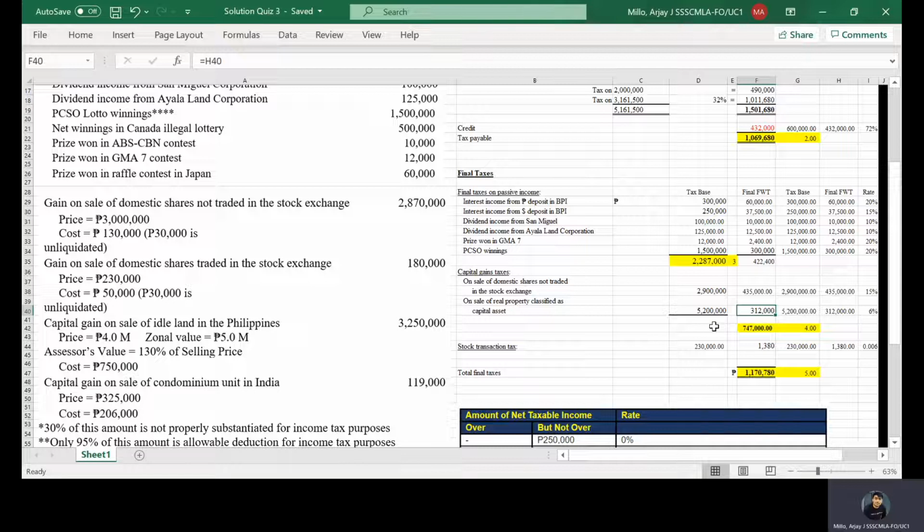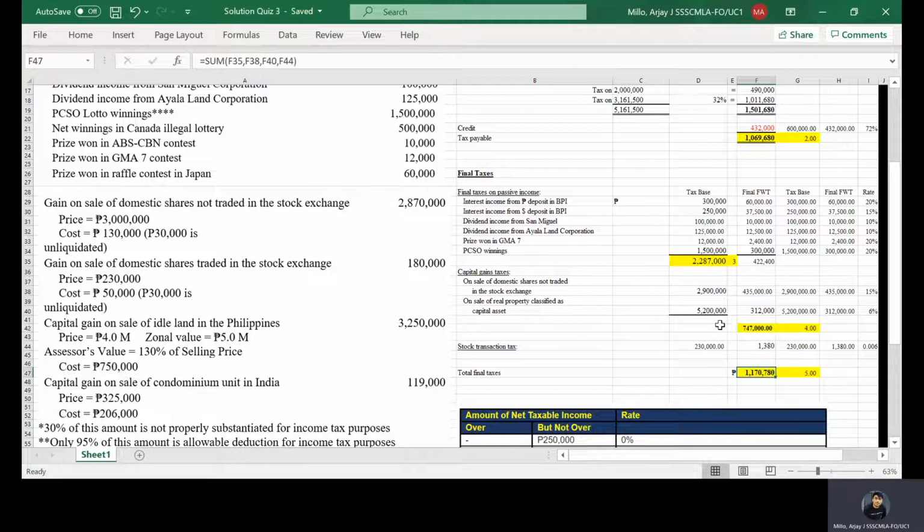Yung gain on sale of domestic shares traded in stock exchange, ano yan, stock transaction tax. Yung capital gain on sale of condominium unit in India, since ang situs of taxation niya is outside of the Philippines, then hindi siya passive income subject sa final tax. So that's 435,000 plus 312,000, total of 747,000. So that's the answer in question number 4.